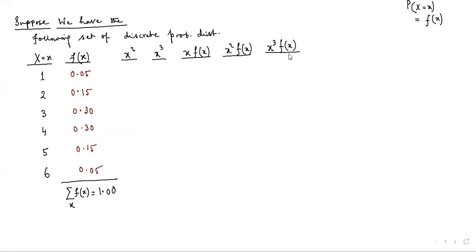So quickly we can say that the values of these columns are 1, 4, 9, 16, 25, and 36. The values of this column are 1, 8, 27, 64, 125, and 216. Now you calculate the rest of the columns and tell me what is coming.